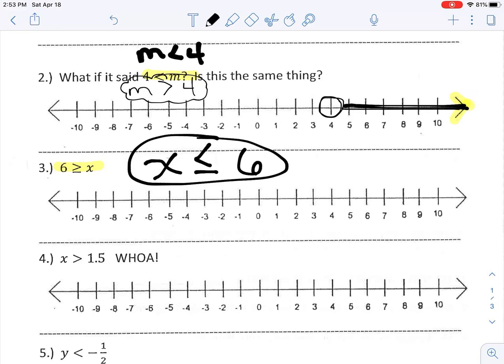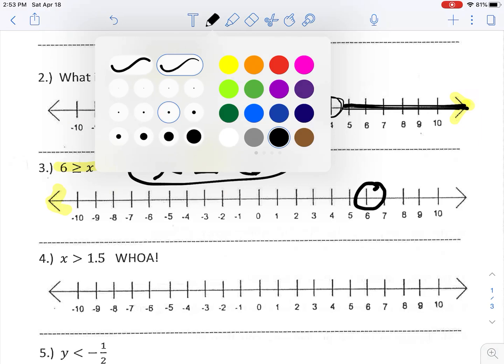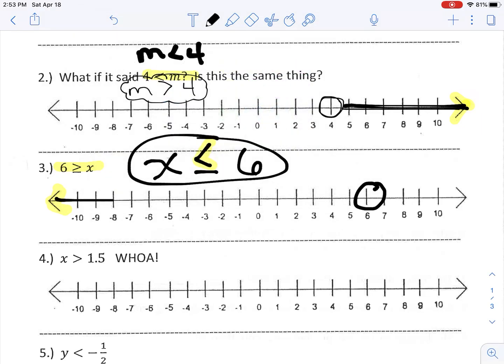I'm going to put my open circle at 6. I'm going to look carefully to see which direction that arrow is pointing. It's pointing to the left. I'm going to find the matching arrow on my number line. And I'm going to darken all of these values.